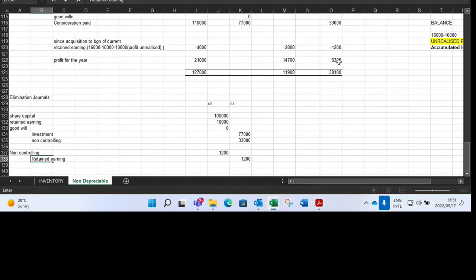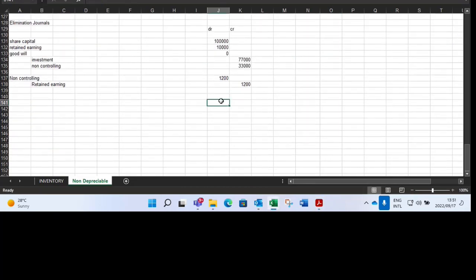So we're gonna record this now, the 6.3. It will be non-controlling. And also non-controlling this side. The SFP and the SCI. This side will be SCI. This one will be the SFP.